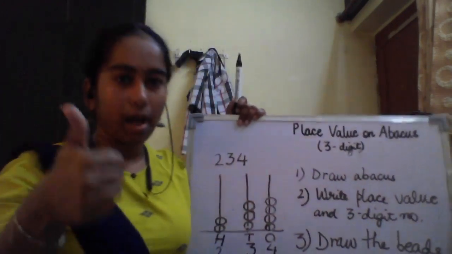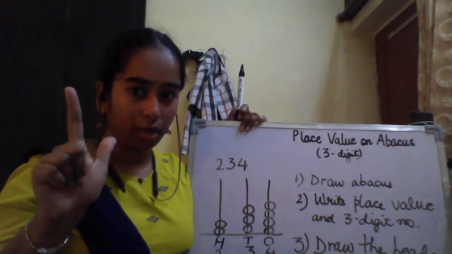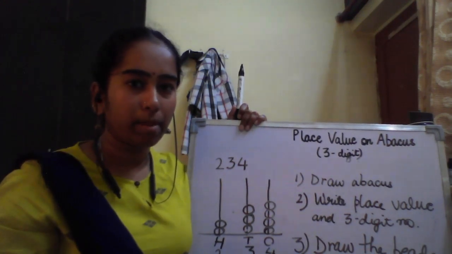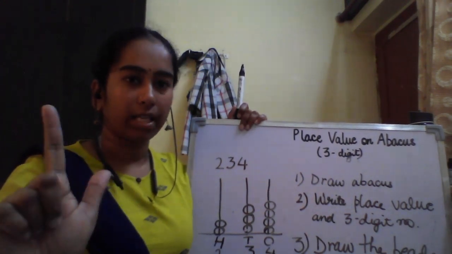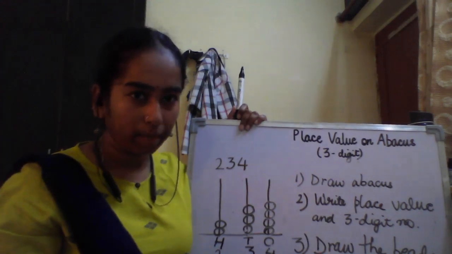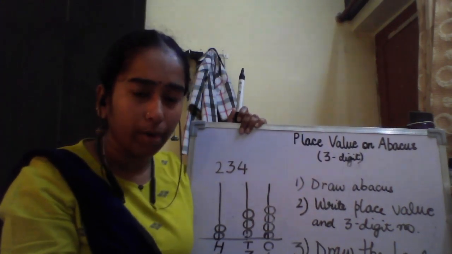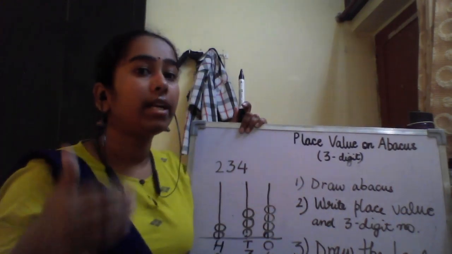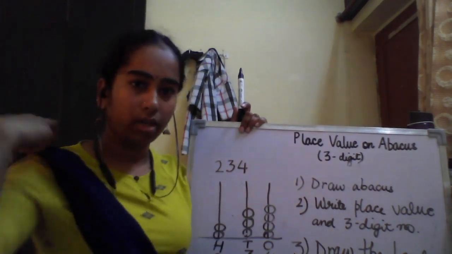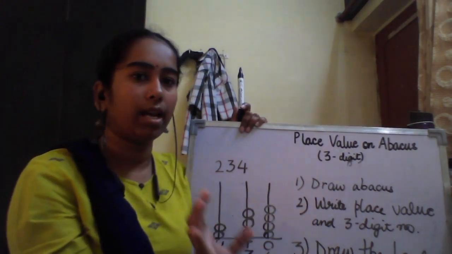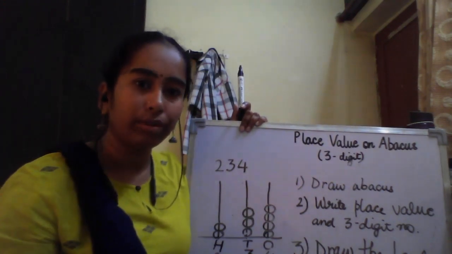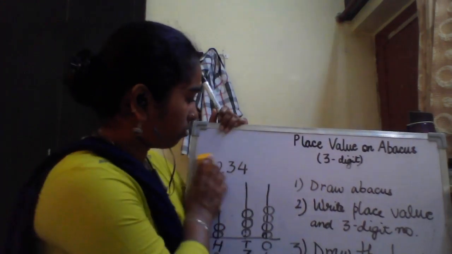Repeat after me: abacus, place value, beads. You have to remember 3 things. Abacus, place value, beads. So I hope you know how to represent a 3-digit number on an abacus. Now let us read the abacus. If a number is given on an abacus, how are we going to read it? Do it with me.